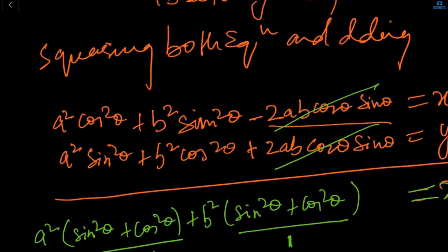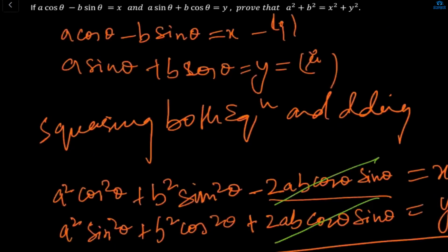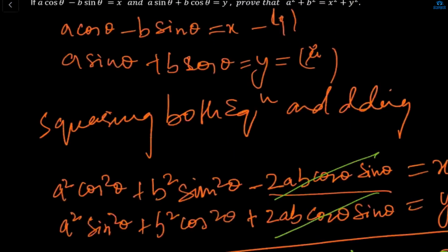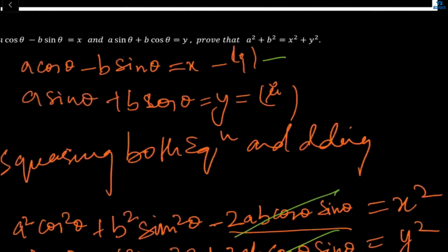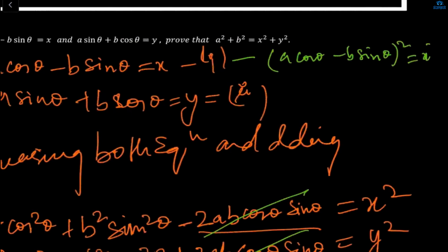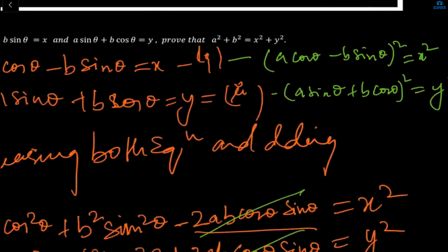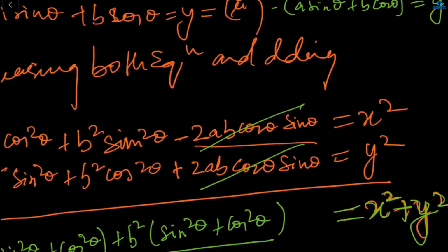Okay. So why did I square and add? Understood, Shazan? Yes, ma'am. Okay. Now, if you square the first one, a cos theta minus b sine theta whole square is equal to x square. And this will be a sine theta plus b cos theta whole square is equal to y square. Now, this is what I have expanded. X square and y square you have already got, but a cos theta minus b sine theta whole square I have expanded directly and written here.